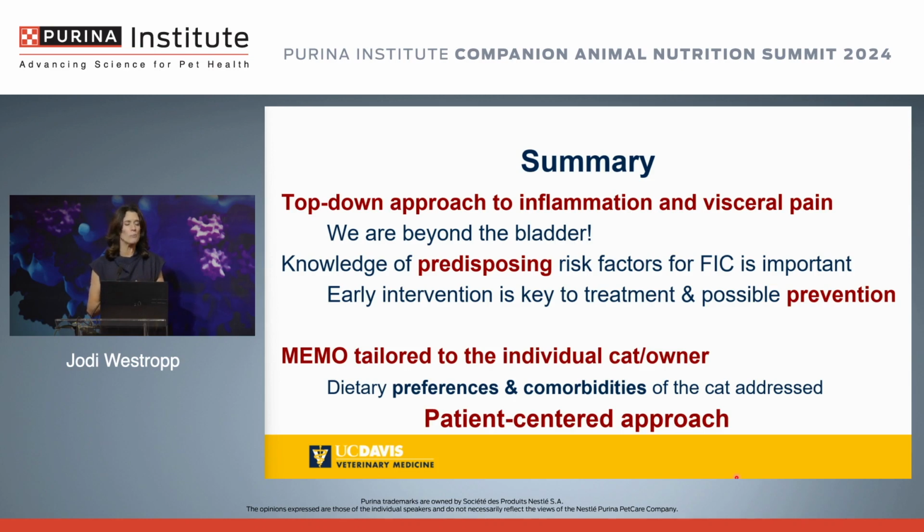Dietary preferences and comorbidities should both be addressed in the cat. And again, looking more at a patient-centered approach, using all the tools we have in our resources to help these animals.